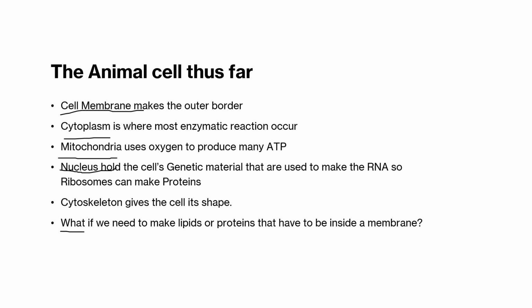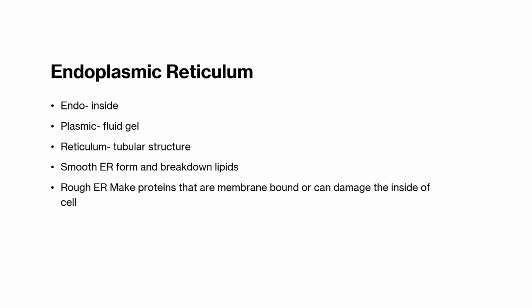And there are a couple questions. What do we need to make lipids, not triglycerides, but lipids, and proteins that might be inside the cell membrane? For that, we can go to other things like the endoplasmic reticulum. If you break apart the word, endo means inside, plasmic is a fluid gel, and reticulum is a tubular structure. And you have two types.